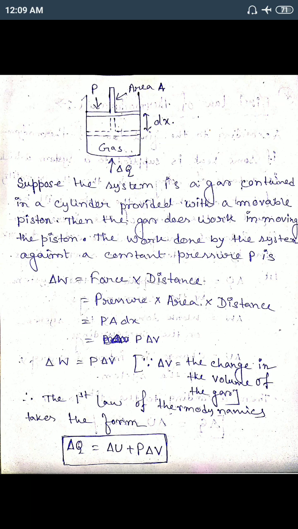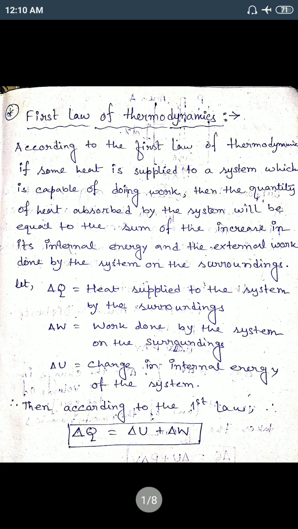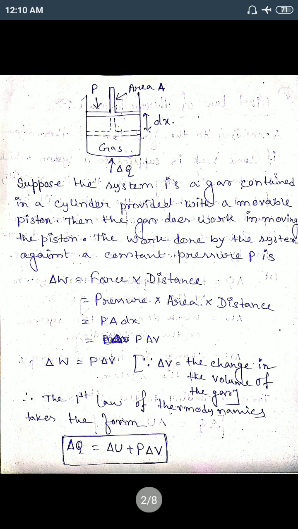Delta W equals force into displacement. Force means pressure into area. The area of cross section is A, so P into A into dx, and A into dx gives the change in volume, so P delta V. In place of dx you can also write delta x, but because it is small, A dx gives the change in volume, delta V. In some books it is written as PdV. Whatever you write, just mention it. So delta W equals P delta V, and in place of W we can write delta Q equals delta U plus P delta V. This is another form of the first law of thermodynamics.